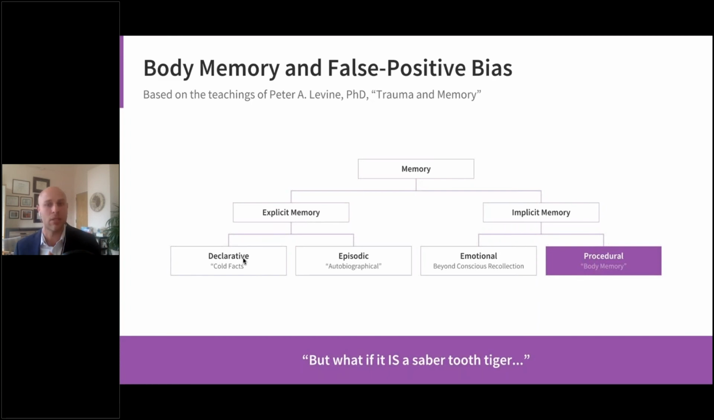When we look at implicit memory, that's more the emotional triggers that we're not aware of. You're walking down the street and there's a smell of someone's cologne and it triggers you in a certain way. That's the emotional part of it. Procedural memory, though, procedural memory is body memory. It's a feeling like you can't move effectively, most often triggered by a severe traumatic event where you weren't able to bring yourself to safety.